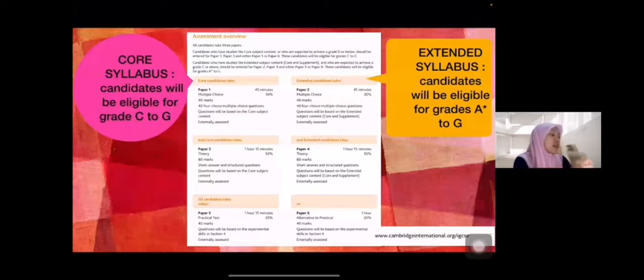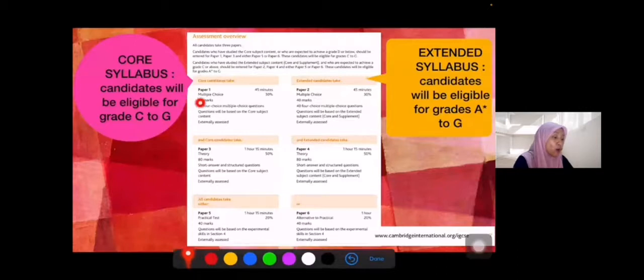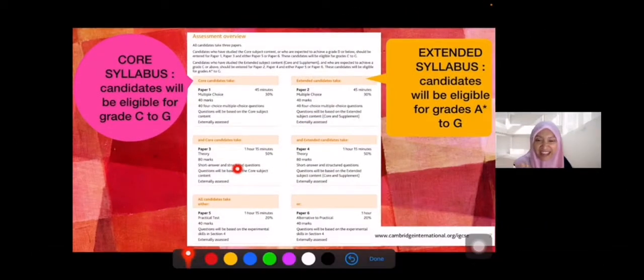For core syllabus, candidates that learn about the core syllabus only will be eligible for grade C to G. And the papers for core syllabus are only paper 1 and paper 3. If you want to download questions, you can go for paper 1 and paper 3 and you will find out that the questions are quite easier. Not really easy actually, but if you get everything correct, the grade that you are eligible for is only C.